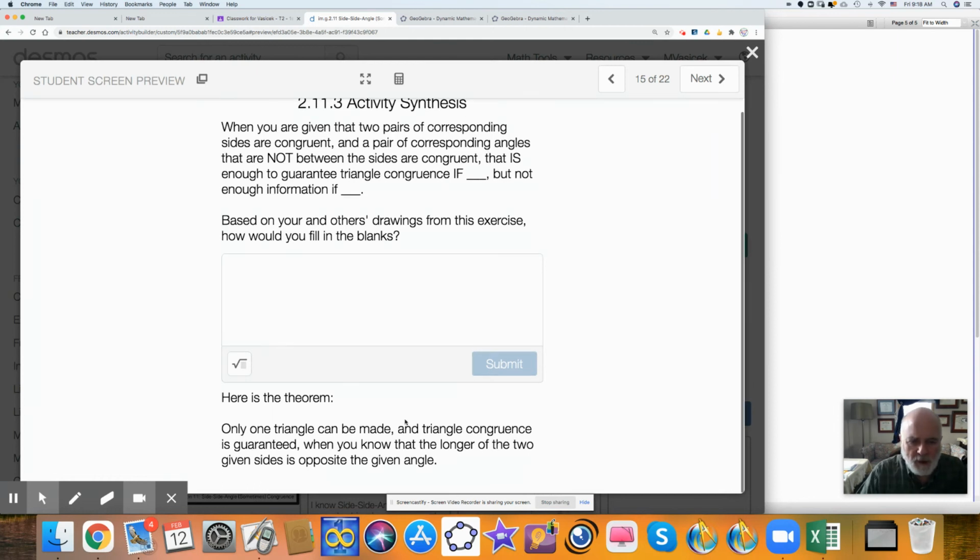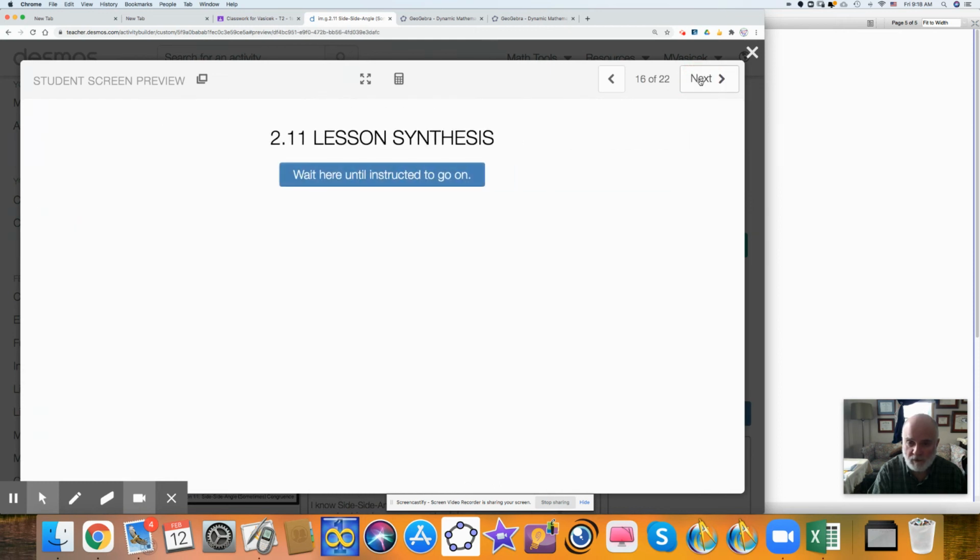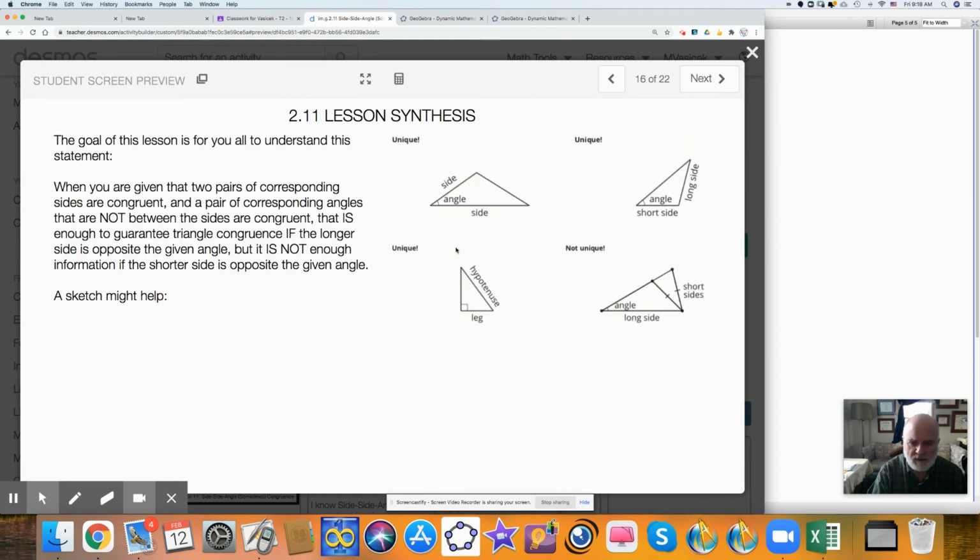Here's the theorem down below. Only one triangle can be made, and triangle congruence is guaranteed, when you know that the longer of the two given sides is opposite the given angle. So in the side-side-angle situation, if the side opposite the given angle is longer than the other given side, you're guaranteed that it will be fixed. It'll be not ambiguous.